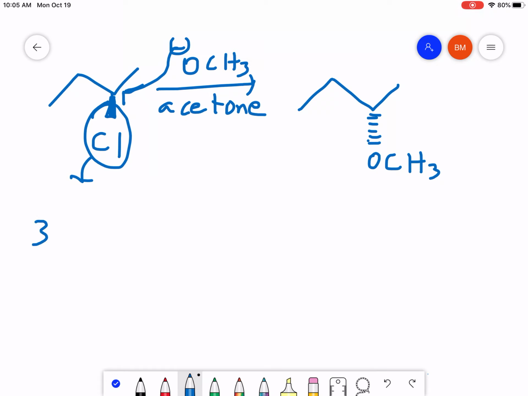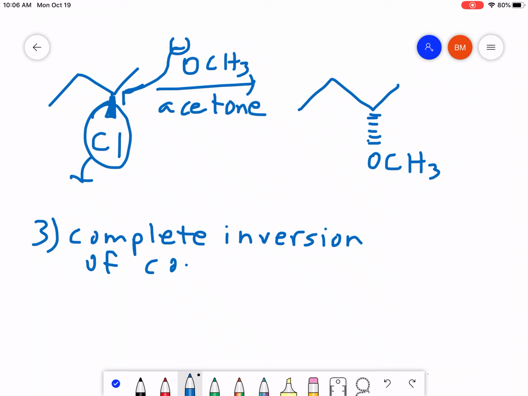So that is actually going to be the third point that we have in our list. We always get what we call complete inversion of configuration. Sounds fancy schmancy, huh? It basically means that whatever the RS configuration was at the beginning, it's going to be the opposite in the product.